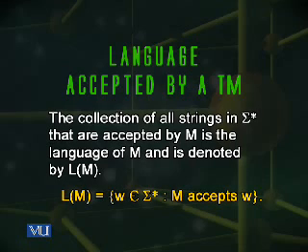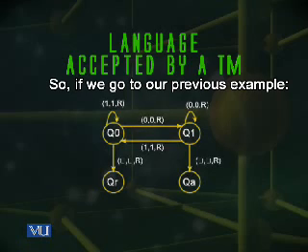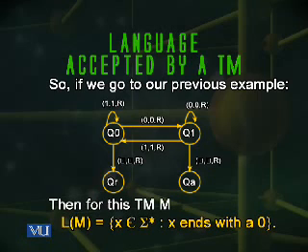So L of M mathematically is the set of all W in sigma star such that M accepts W. Let us look at the example that we have been working with. Let us look at our previous Turing machine, which consisted of 4 states given by this diagram. We have analyzed this Turing machine quite closely. What is the language accepted by this particular Turing machine? Well, as we noticed, this Turing machine is going to accept all strings that end with a 0.